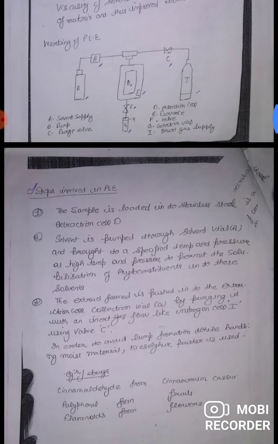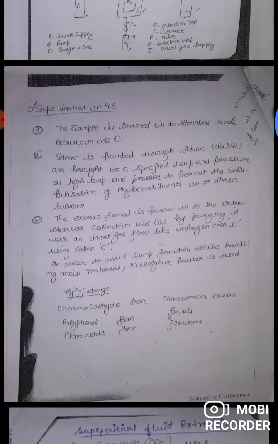So we can extract a number of drugs like cinnamaldehyde from cinnamon and cassia, polyphenols from fruits, and flavonoids from flowers.